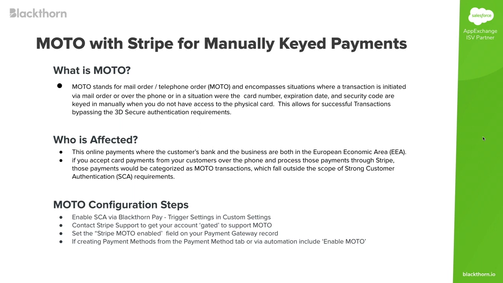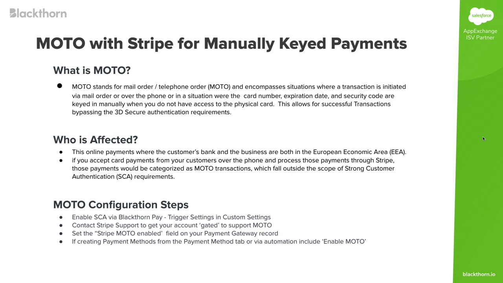So there are a few additional steps that are needed to enable MOTO, unlike enabling SCA, which was very quick and easy to set up in your Salesforce org to use with our app. There are a few other steps needed with MOTO payments. So we're going to walk through those today.